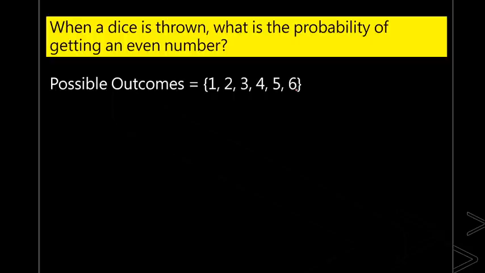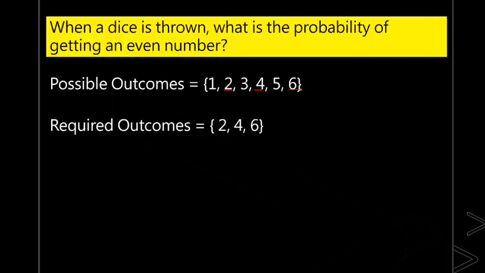Now you want only even numbers. So what is your requirement? Your requirement is even numbers. What are the even numbers here? 2, 4 and 6. This is your requirement. So the required outcomes are 2, 4 and 6. Is this clear? So I have the possible outcomes, and we have the required outcomes. Now we are going to calculate the probability.